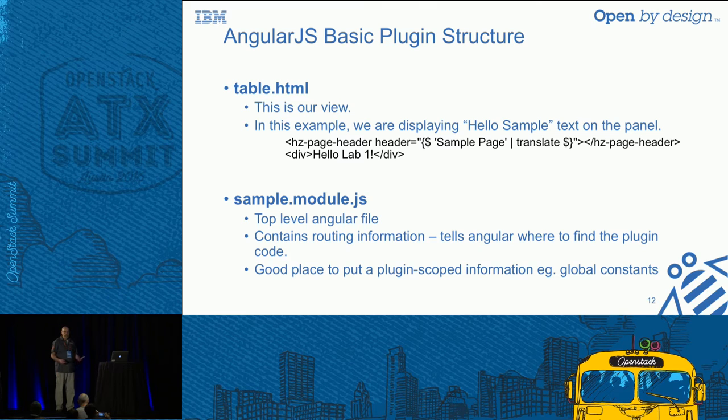Table.html for the lab one example is straightforward. It should look a lot like HTML. If you've looked at Angular, you might recognize that this HZ page header is actually an Angular directive. So there's actually a little bit of code that ties in behind that. Let's just do this sort of templating thing as well. Is Angular. We'll touch on that during the first lab.